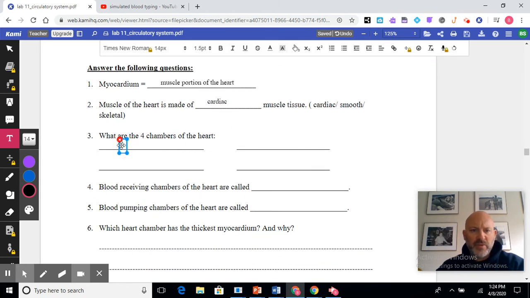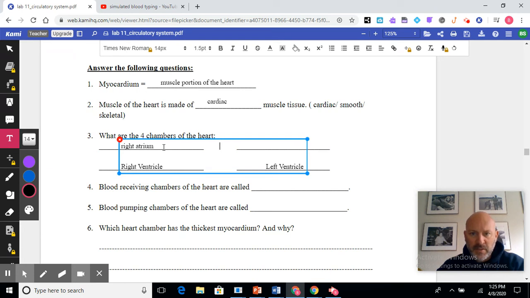Four chambers. We got, what do we got? Right atrium. Right ventricle. Then we got left ventricle. And we got left atrium. Perfect.